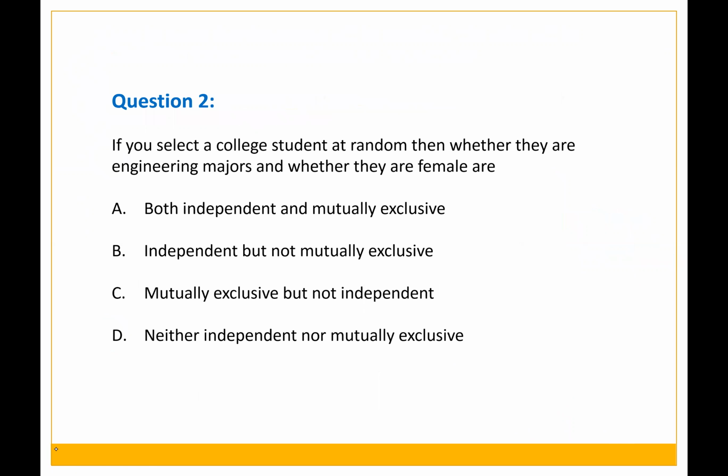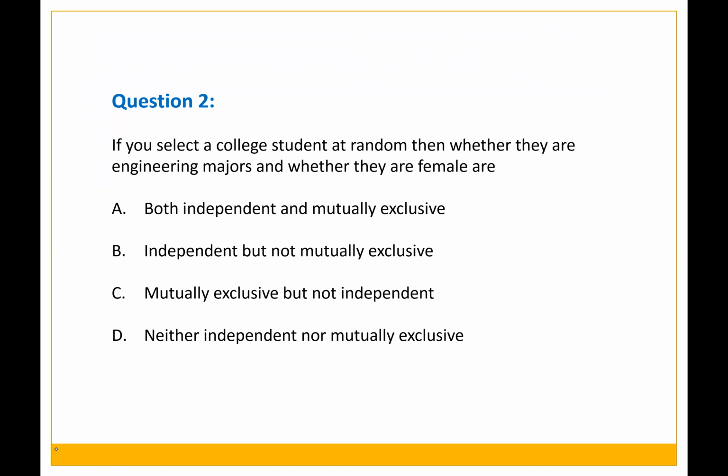Now let's look at question 2. Again, mute me anytime if you want to work on it on your own. If you select a college student at random, then whether they are engineering majors and whether they are female are independent or mutually exclusive, or both or neither.